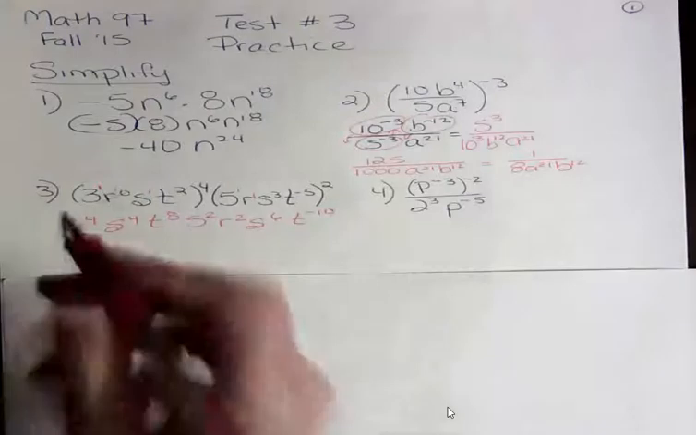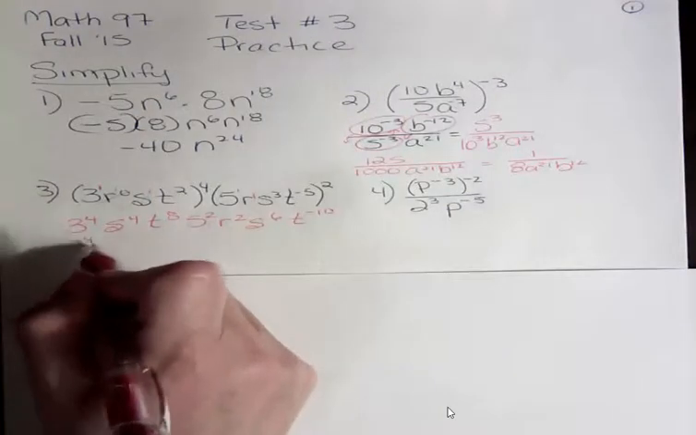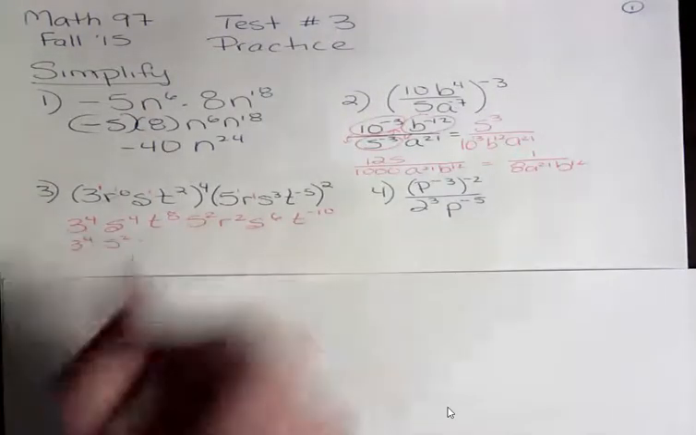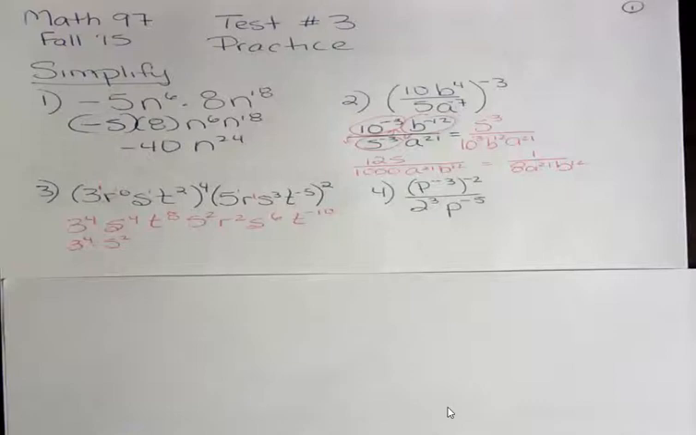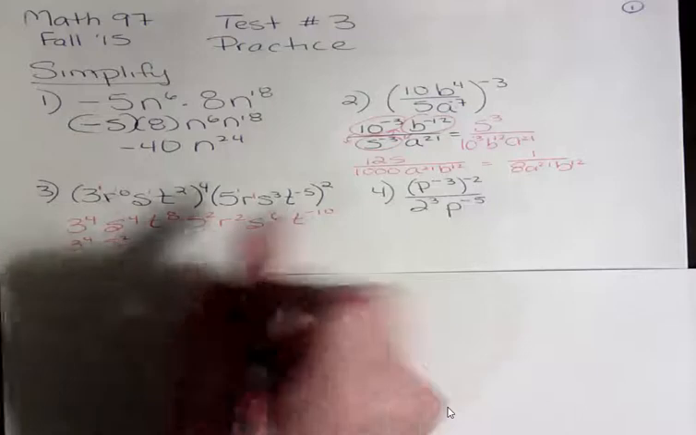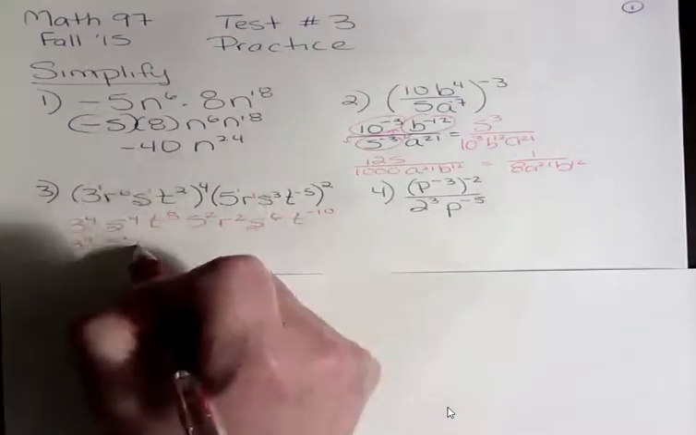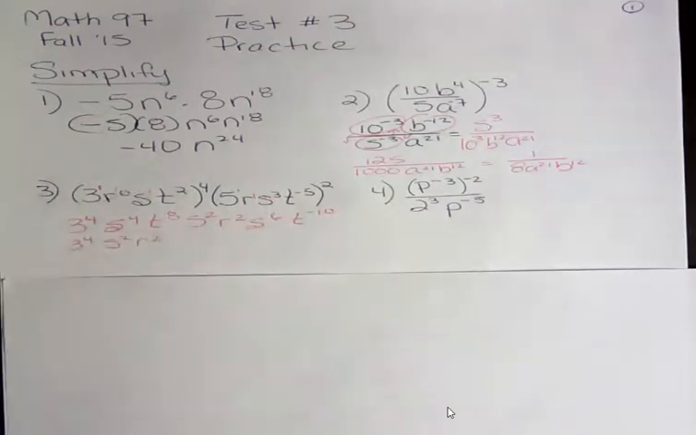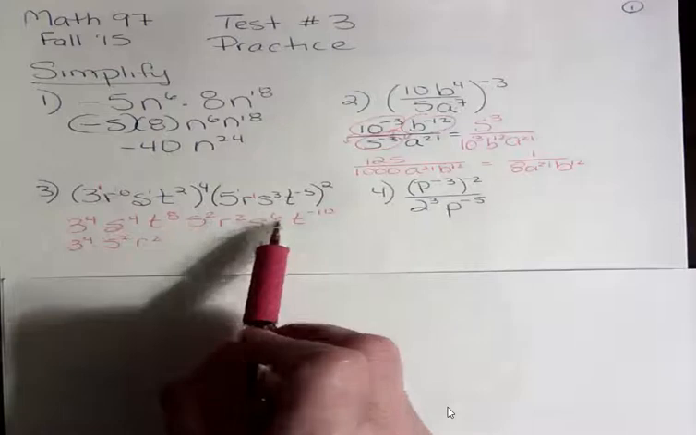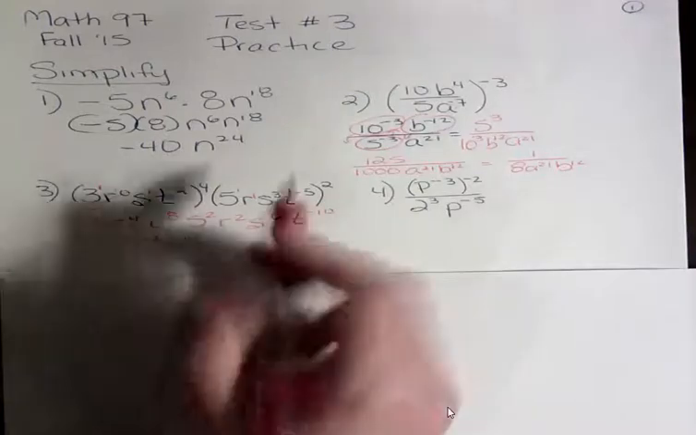I'm not going to multiply 3 to the 4th and 5 to the 2nd power out, but you could do that and figure out what 81 times 25 is and multiply it, but I'm not going to. So r is alphabetically next, so I'm going to go r squared, s 4 plus 6, and t 8 plus negative 10 is negative 2.